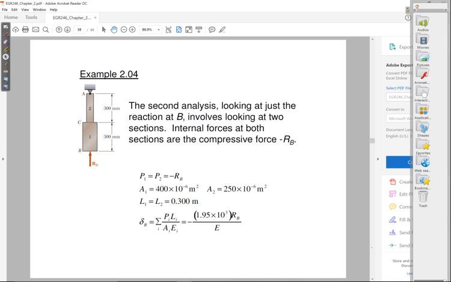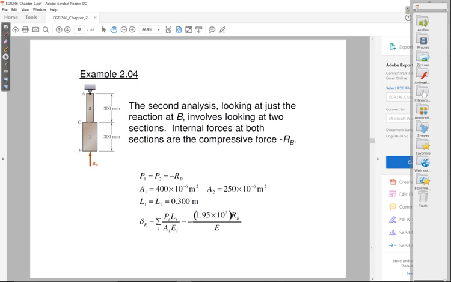What is the internal force in each segment? It's just equal to RB. And because I assumed RB as compression, notice I put in the negative sign. That's me assuming a direction, and if RB ends up being positive, then I assumed correctly. If it ends up being negative, I assumed incorrectly. Notice now when you sum up your PL over AE, you don't get a value. You get something in terms of RB. RB is an unknown.